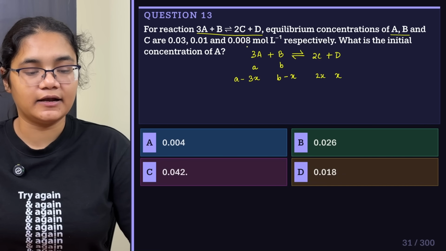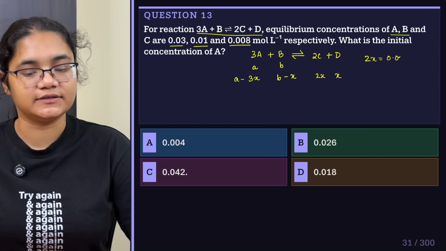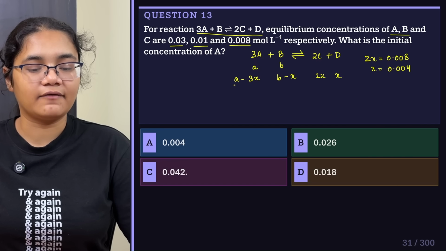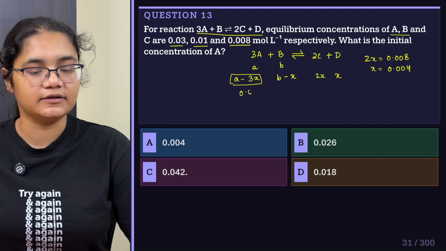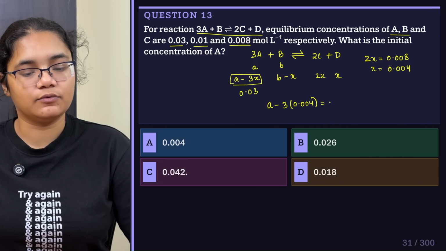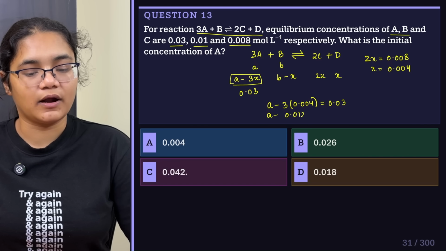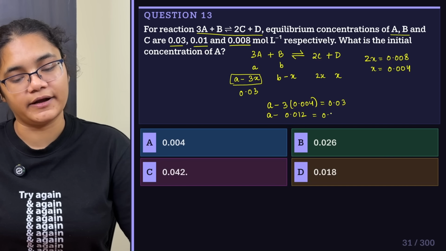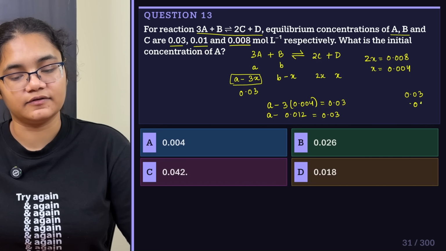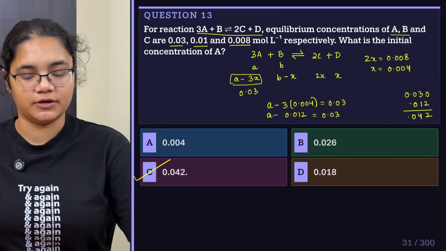Now the question is giving the concentrations of A, B and C. So this 2x value is equal to 0.008, so x value will be 0.004. Now we have the equilibrium concentration of A is 0.03. So that means A minus 3 into 0.004 is equal to 0.03. So if I solve here, A minus 0.012 is equal to 0.03. Now if I add this one, I will have 0.03 plus 0.012, so that will be 0.042, which is option number C here.